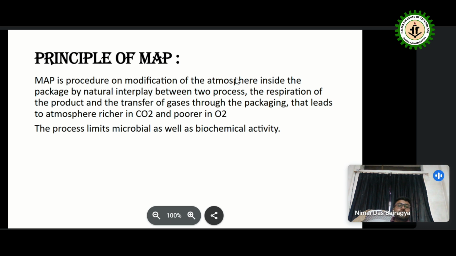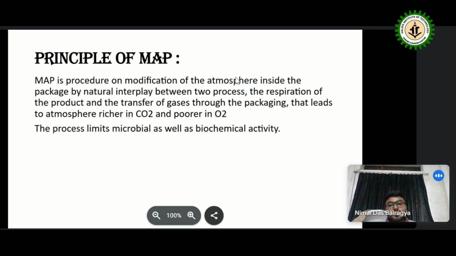So, the principle of modified atmosphere packaging. Mainly, the main principle is to reduce the respiration rate. So what is responsible for the respiration of any kind of food product like vegetables and fruits? This is oxygen. So if we modify the atmosphere in the packaged product by reducing the level of oxygen and increasing the level of carbon dioxide or nitrogen gas, we can decrease the rate of respiration.